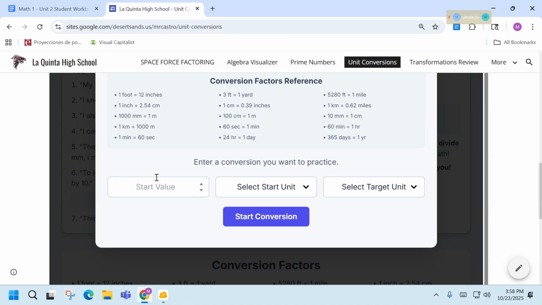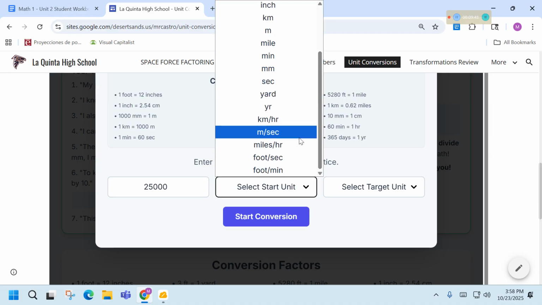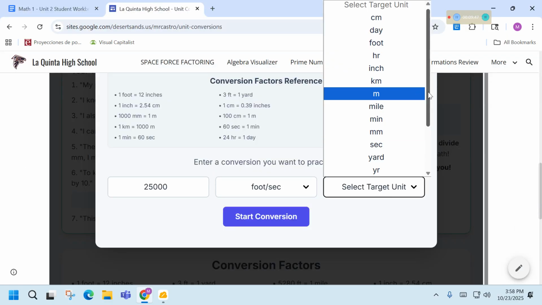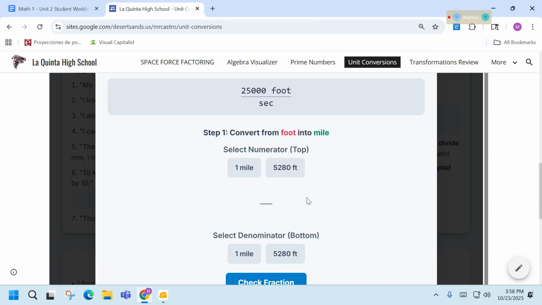All right, so right here, I'll put 25,123. Scroll down to our units that we need, which is feet per second. And then just to double check, we've got miles per hour. So scroll down to these. Let's do our conversion. Okay, the feet are on top. So that means feet need to be on bottom. So on top is the mile.